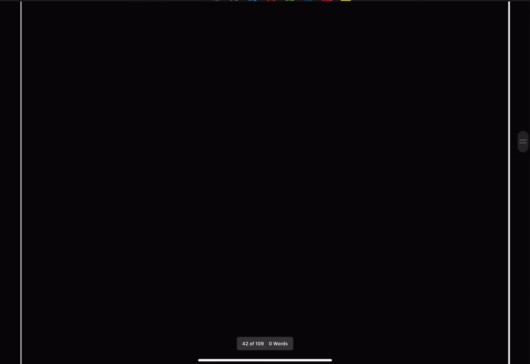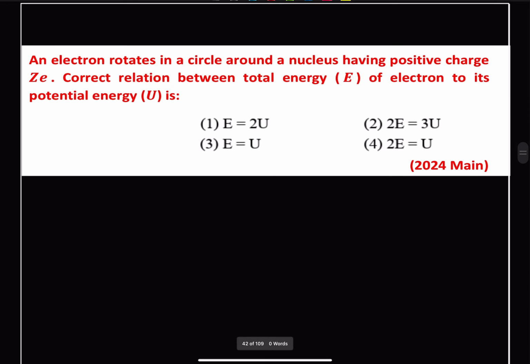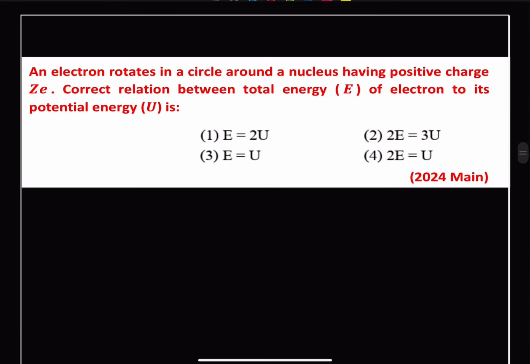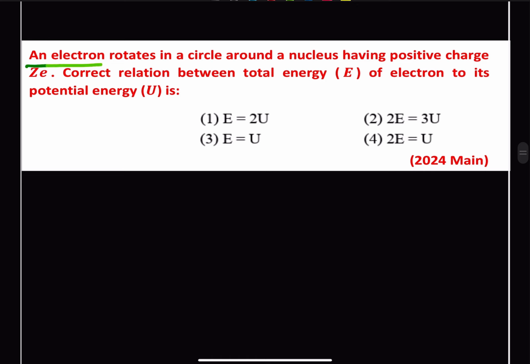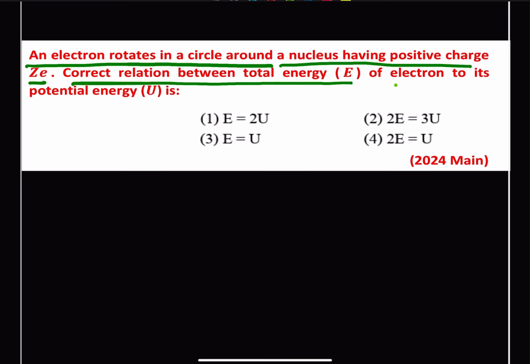Next question. It states that an electron rotates in a circle around a nucleus having a positive charge Ze. We have to find the correct relation between the total energy E of the electron and its potential energy.